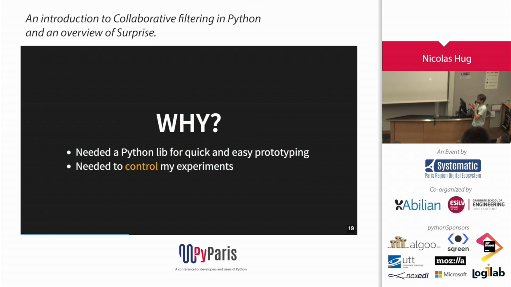So why did I make that? As I told you, I needed a library for my PhD. And at the time, I tried a lot of libraries. None of them really suited my needs because first, I didn't know what they were computing. Most of them were not really transparent on the algorithms. For example, they were saying, okay, this is a neighborhood approach with a cosine similarity, but I didn't know how they computed the cosine similarities.